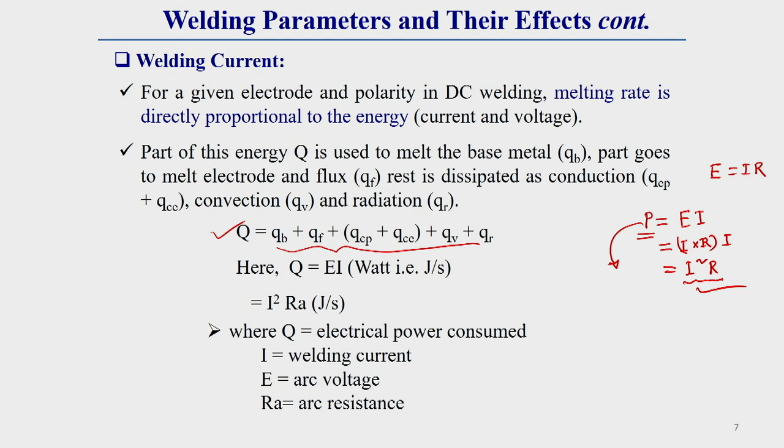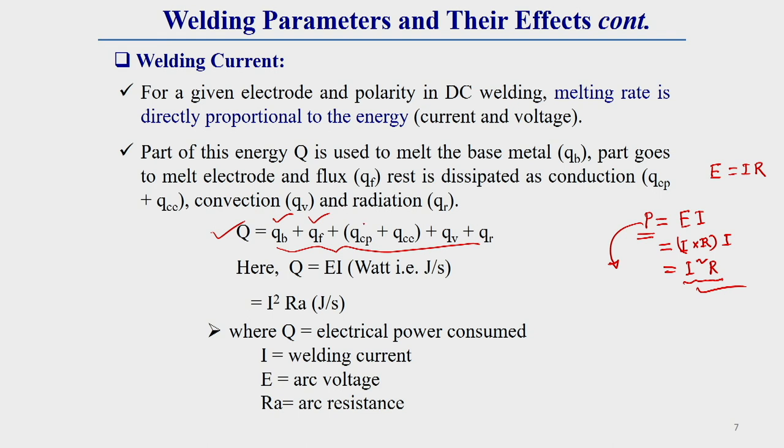This is actually what happens: whatever heat is coming from the power source, some heat energy is going to the base material. This is the base material heat. Some heat energy is also going to the electrode, because some heat energy is required to melt the base material, and some heat energy is required to melt or heat the electrode.